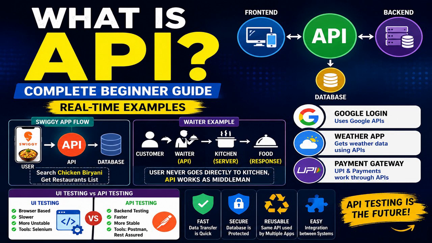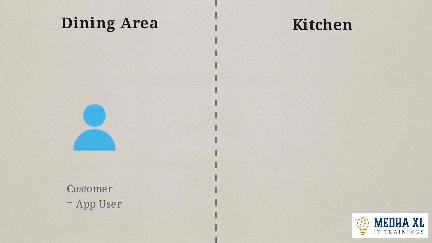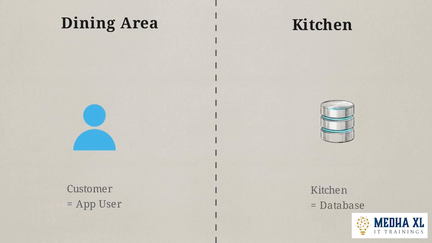Have you ever wondered how a food delivery app instantly knows the exact inventory of a restaurant's kitchen the second you search for a pizza? To understand how this works, think of a physical restaurant. You are the customer sitting at the table, representing the app user. The kitchen, where all the ingredients are stored and prepared, represents the database.